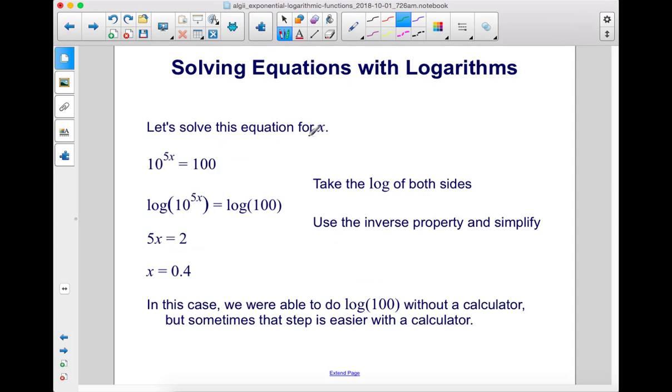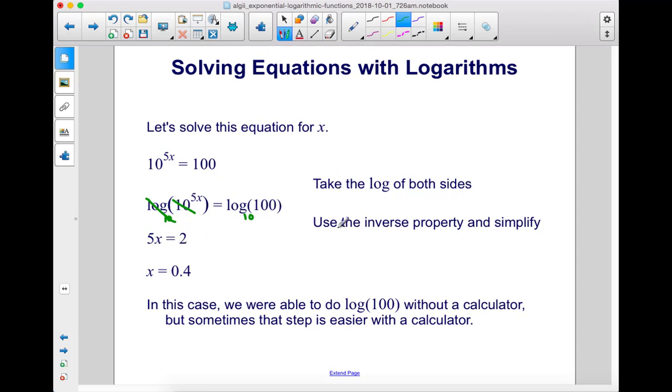Let's solve this equation for x. So 10 to the 5x power equals 100. Let's take the log of both sides. We have the log of 10 to the 5x equals log of 100. So log, remember this is base 10 and this is base 10. Since there is no base, that means it's 10. So log base 10 of 10 to the 5x power cancels out the log and the 10. And log base 10 of 100 gives us 2.